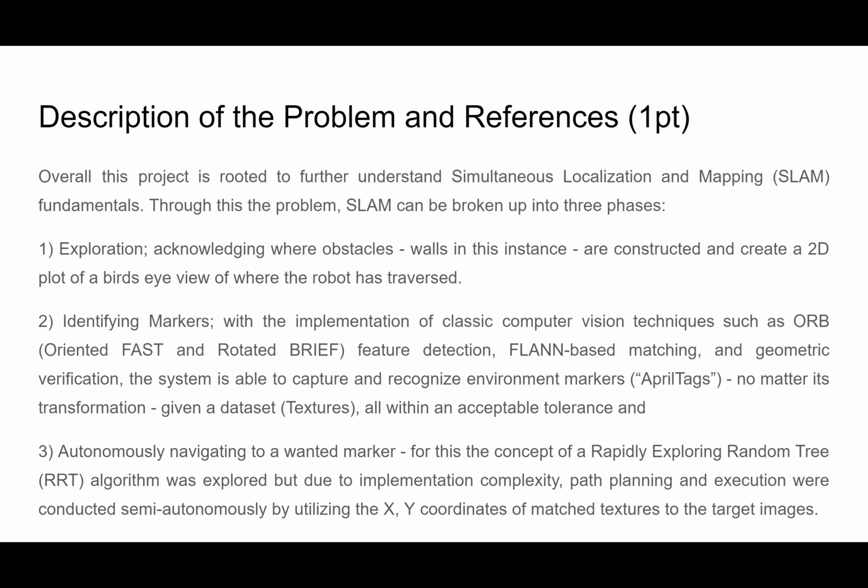Now, if you take a quick look, for the exploration, my end goal is to create a 2D plot of a bird's eye view of where the robot has traversed and where the obstacles are located. Identifying markers is pretty self-explanatory. I want to be able to capture and recognize environment markers given the texture data set. I also want to be able to autonomously navigate to the wanted marker.